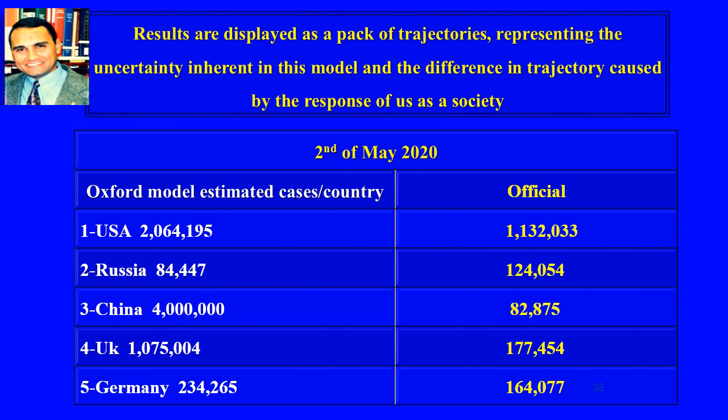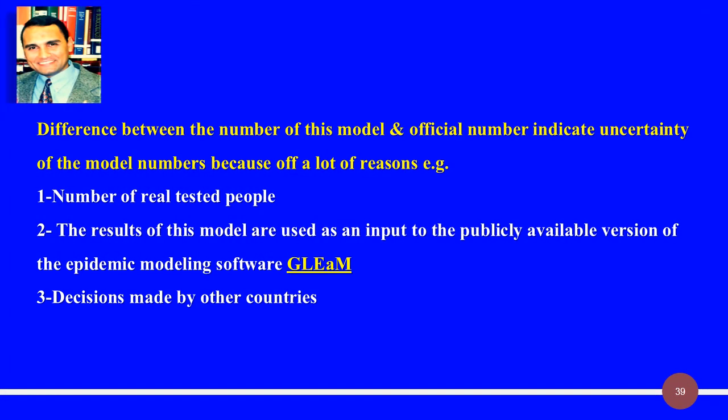In this case, this shows that this is an estimation and hypothetical for estimating how the infectious disease will be. The difference between the numbers of this model and the official numbers indicates uncertainty of the model numbers because of a lot of reasons, such as the number of real tested people. The results of this model are used as an input to the publicly available version of the epidemic modeling software GLEAM and decisions made by other countries.